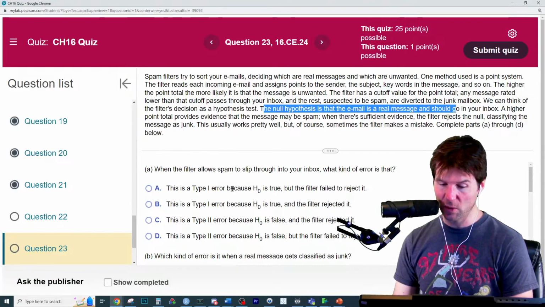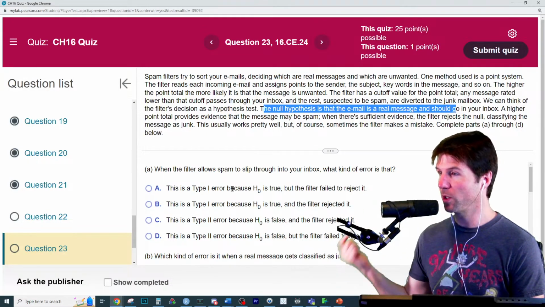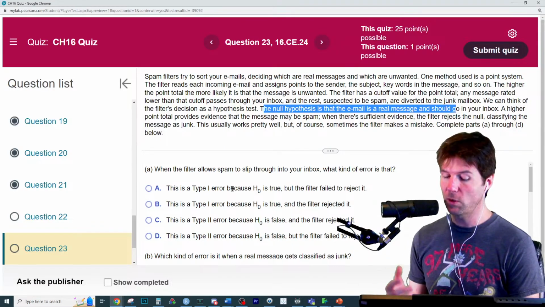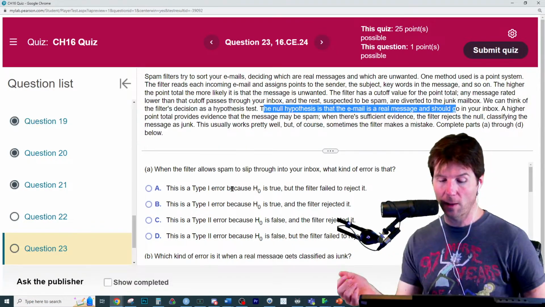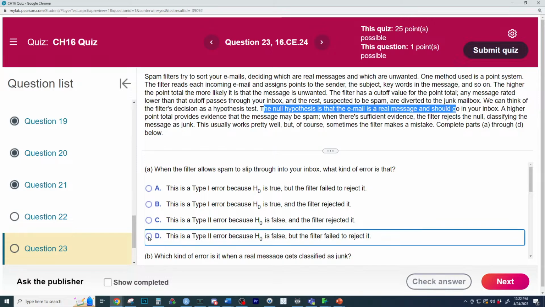Which of the following allows spam to slip through your inbox? Very clearly, this is going to be a what now? Because we just said type 1 is when we mark a real email as spam. So type 2 is going to be when we do this. Type 2 error, because the null is false and we fail to reject it.